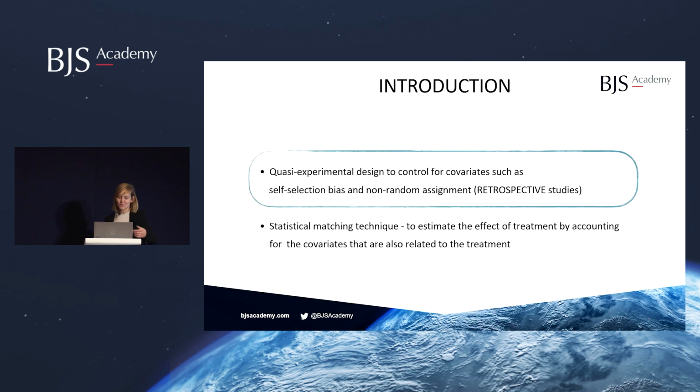This technique, propensity score matching, is designed to partly correct this limitation of quasi-experimental designs, and it's a statistical method employed in retrospective studies, trying to mitigate biases, such as selection bias, non-random assessment, etc. So we try to convert a retrospective study into something like a randomized control trial.